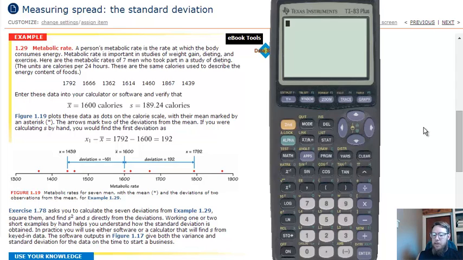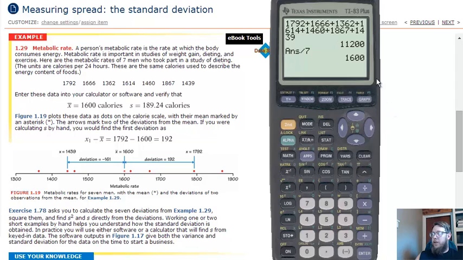So if you watch my other standard deviation video, the first thing we need to do is calculate the mean of these numbers. So to calculate the mean, we're going to add them all together and divide by the 7 values.